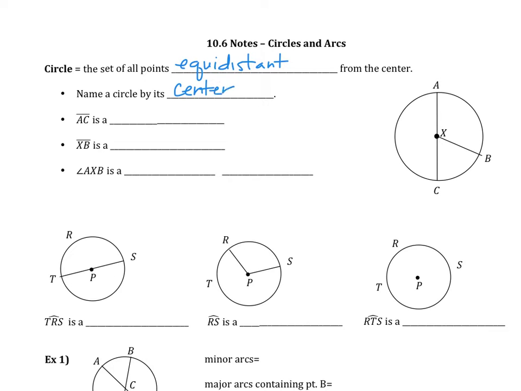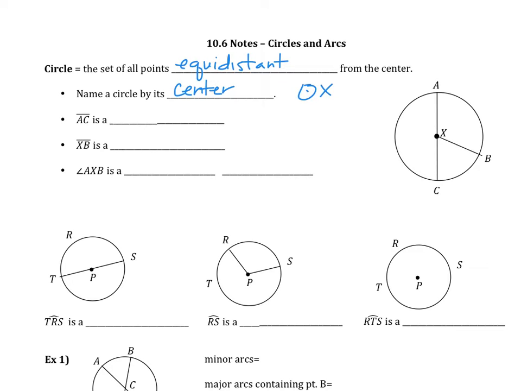So again, if you're looking at the circle over there, we would call it circle X, which you may write like this, or you can just write the word circle X. But if you're going to do it in symbol form, you always do a circle with a little point in the middle to show the center.